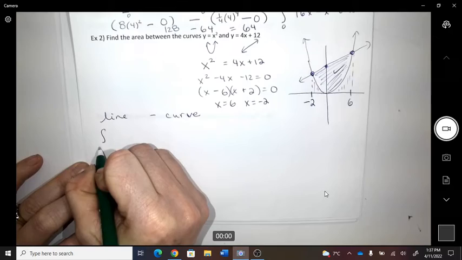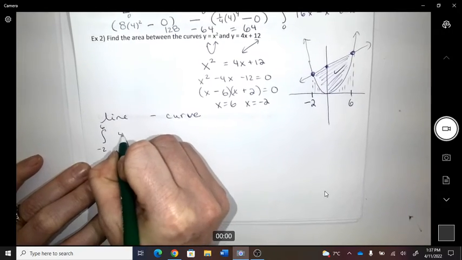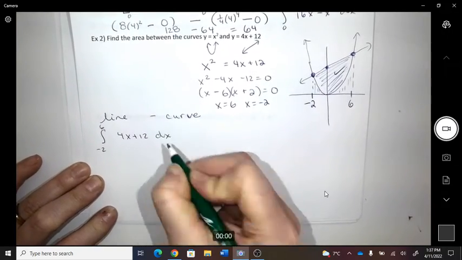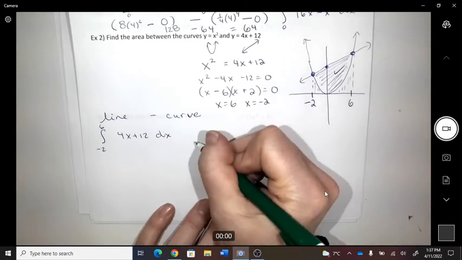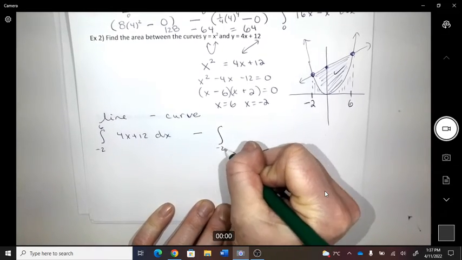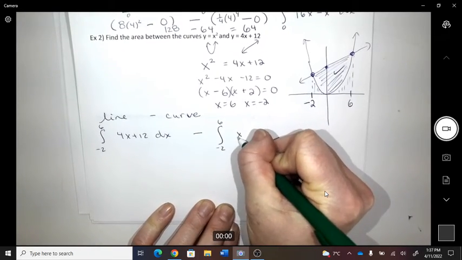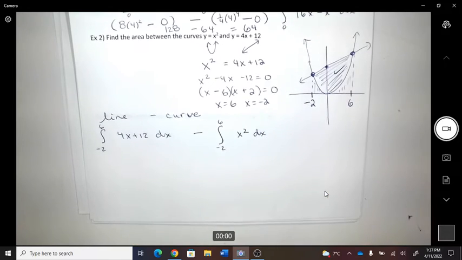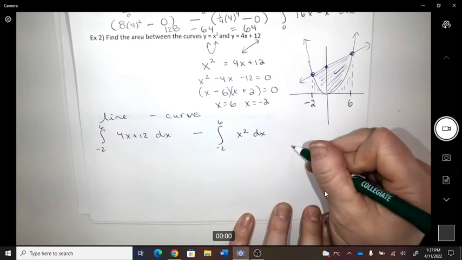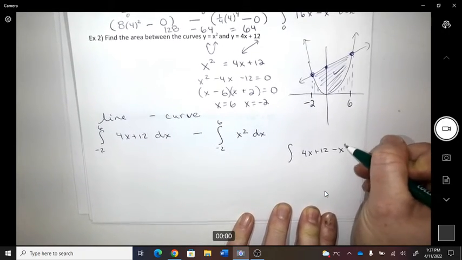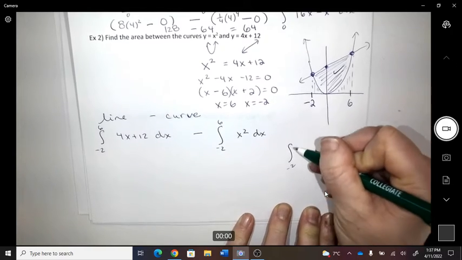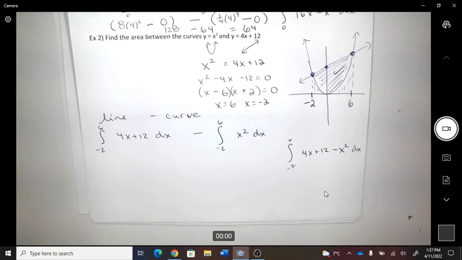Okay, so the area under the line, so now I have those -2 to 6 values. Subtract the area under the curve. Okay, if you wanted to, you could have put it all in one. You could have done that all at once.